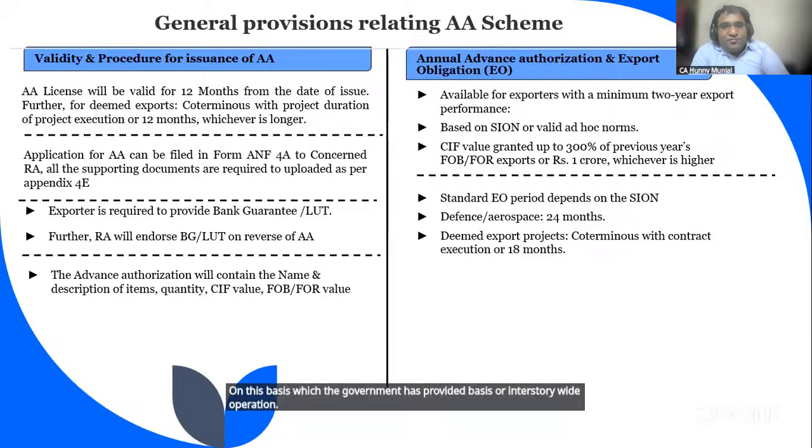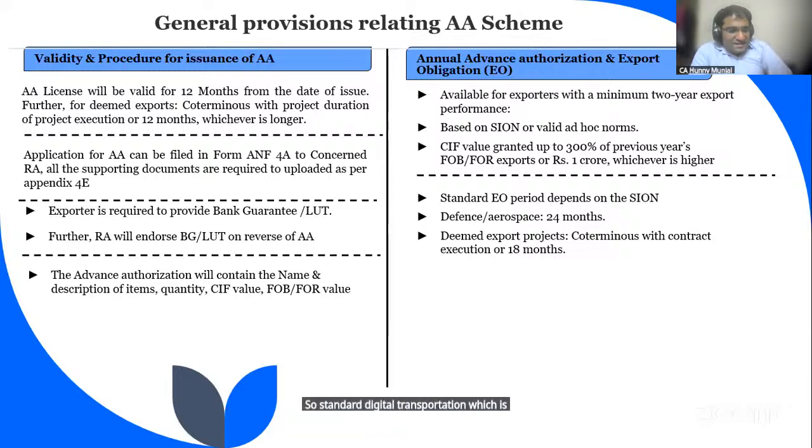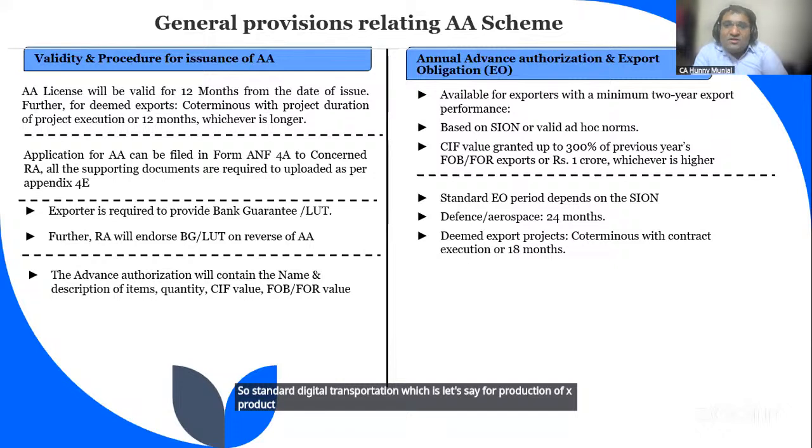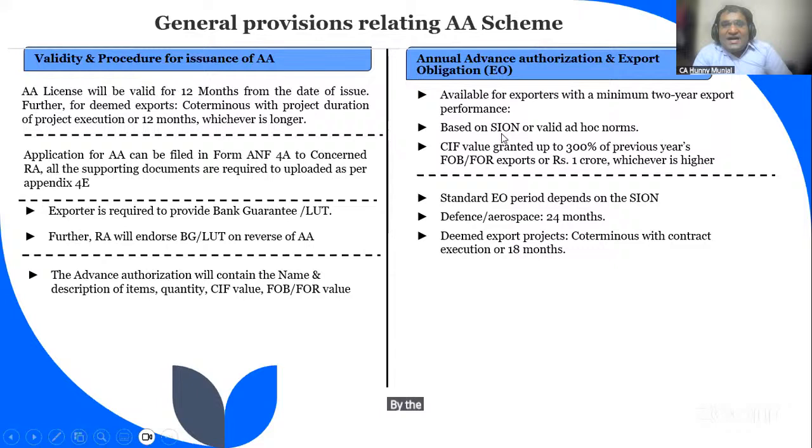The standard input-output ratio is, let's say, for production of X product, this much raw material will be required by the industry. On the basis of that, a standard ratio is provided to all the industry players who are operating. In this also, there is an export obligation, but it also depends upon the standard input-output ratio.